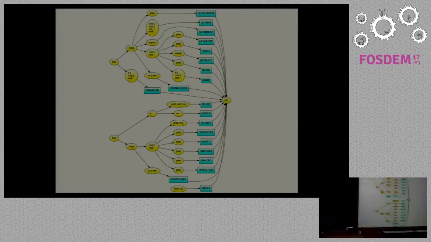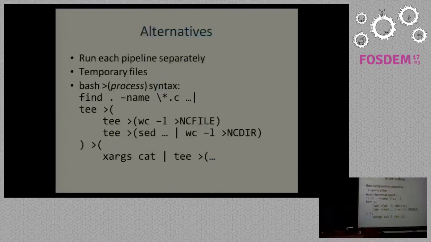But as you see, this is not a linear pipeline. It is a graph. So how can we do that? How can we program such a graph with the Unix shell? There are a number of alternatives, but I didn't find any of them particularly satisfactory. So one of them is to run each pipeline separately. But this is inefficient, because some parts of the processing get repeated. Another thing is to use temporary files, store something and then reuse it. This is awful because you touch the disk, and this performance-wise is very damaging.